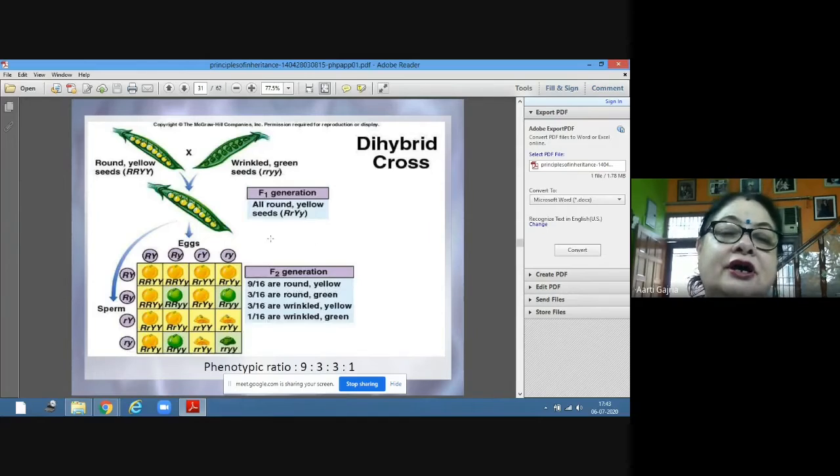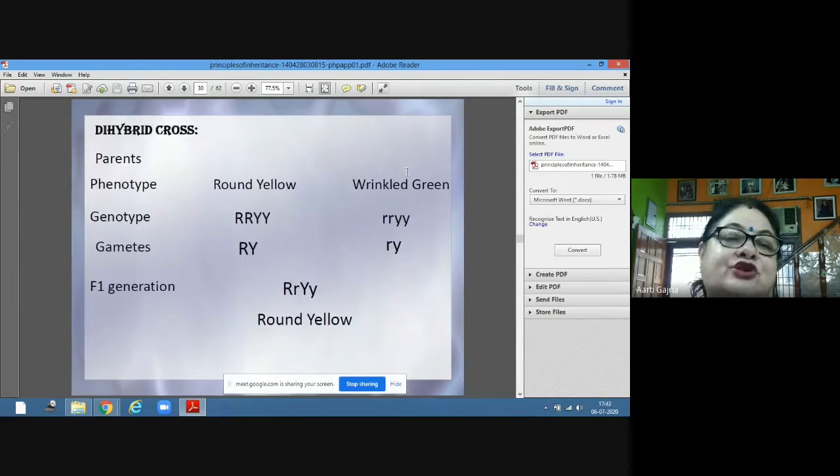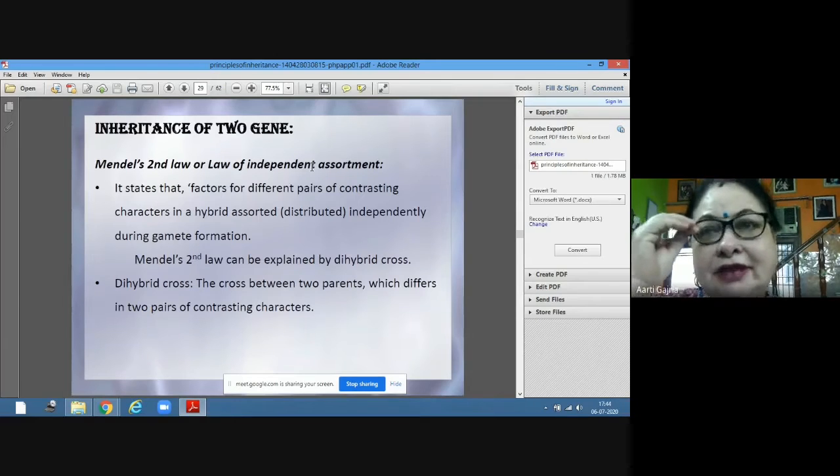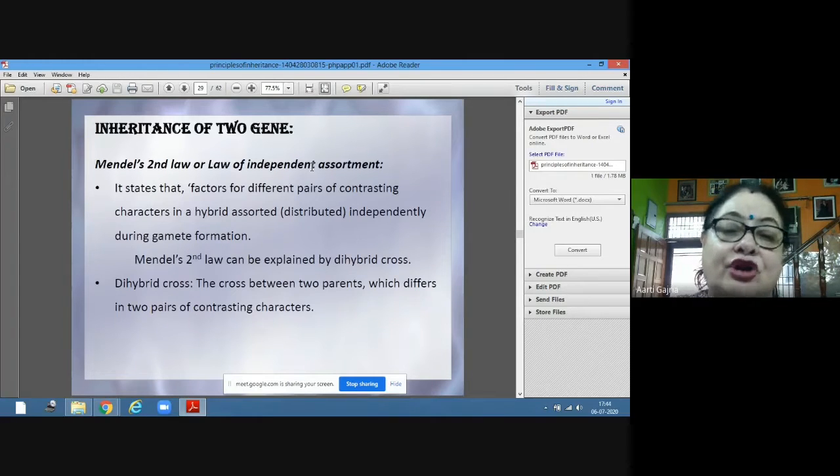So this was the observation of Mendel after the dihybrid cross. And after the dihybrid cross, he gave the third law of inheritance, called the law of independent assortment. Now, what is the law of independent assortment? It states that when the factors, because Mendel said factors, he didn't say genes, for different pairs of contrasting characters in a hybrid are assorted. Assorted means distributed independently during gamete formation.